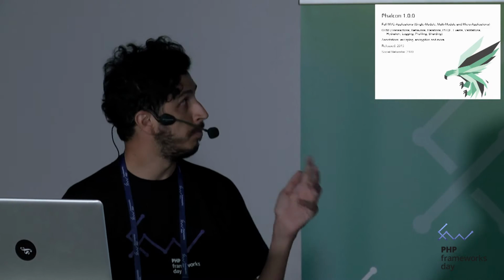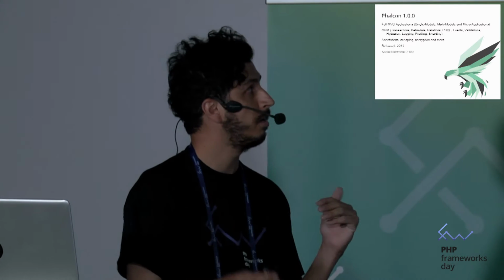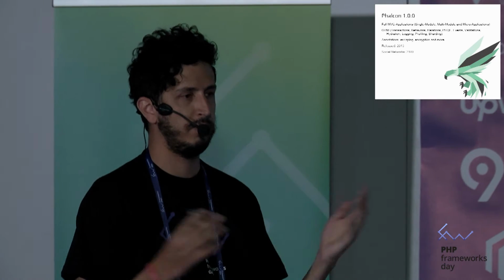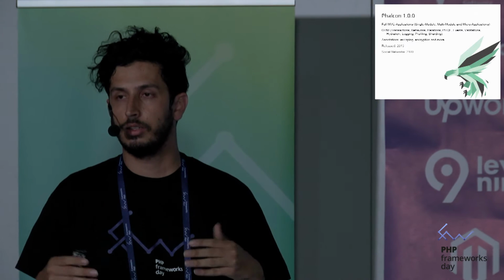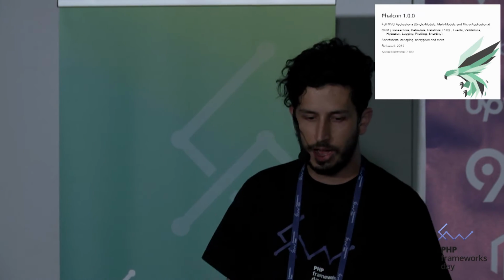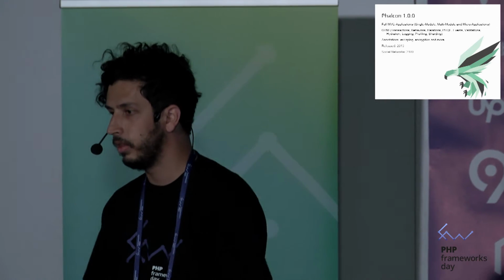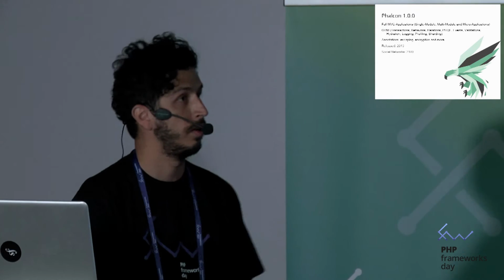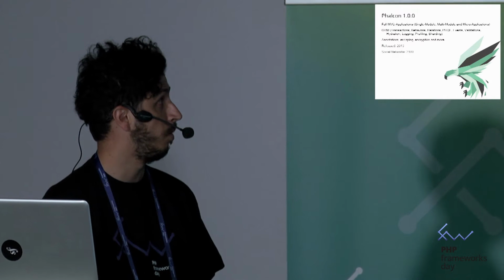So many developers at that moment wanted many features. They would say, hey, I want this validation component. And the Phalcon team started to be the bottleneck of the project because we didn't have enough bandwidth to implement so many features that the community wanted.